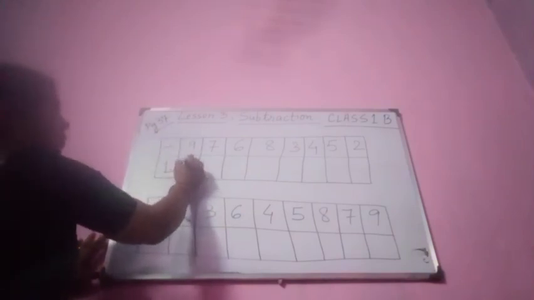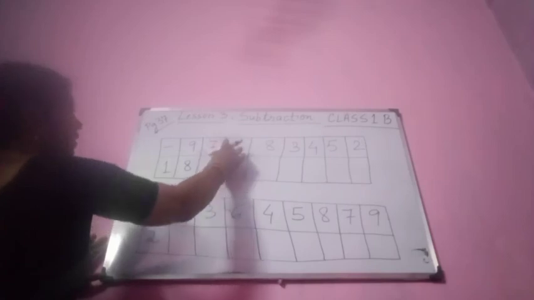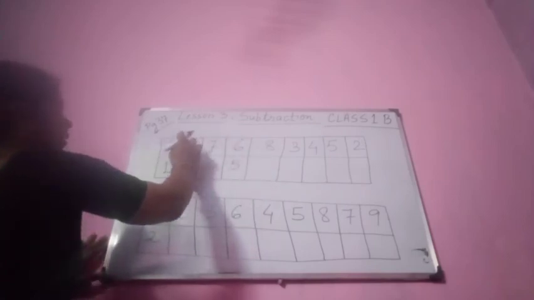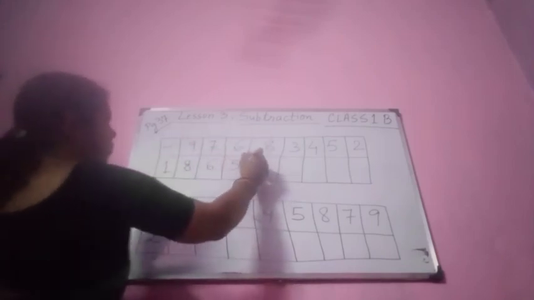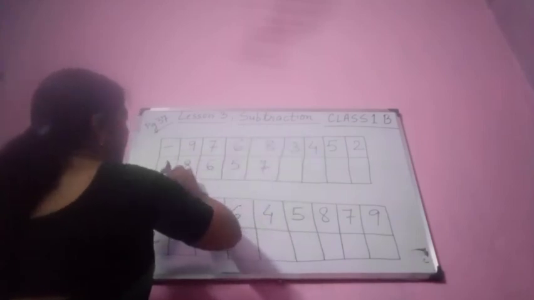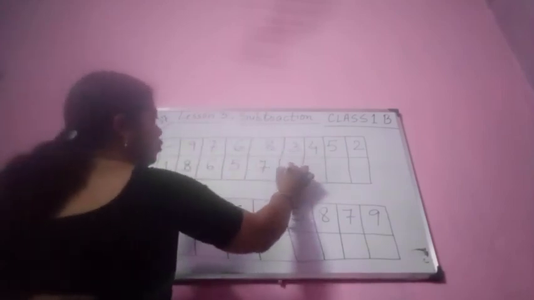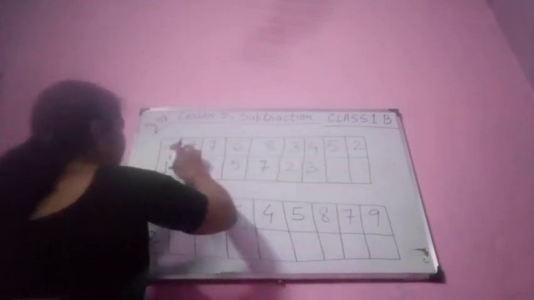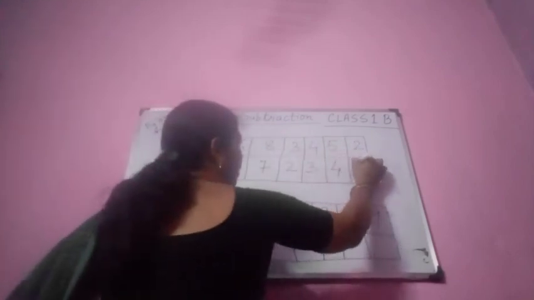9 minus 1 will be 8. 7 minus 1 will be 6. 6 minus 1 will be 5. 8 minus 1 will be 7. 3 minus 1 will be 2. 4 minus 1 will be 3. 5 minus 1 will be 4. 2 minus 1 will be 1.